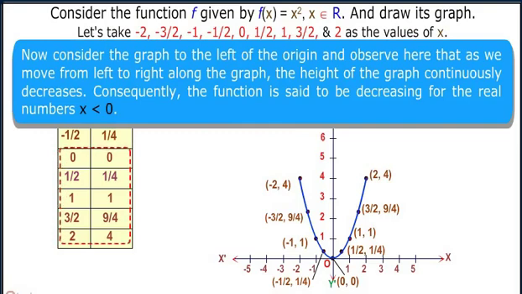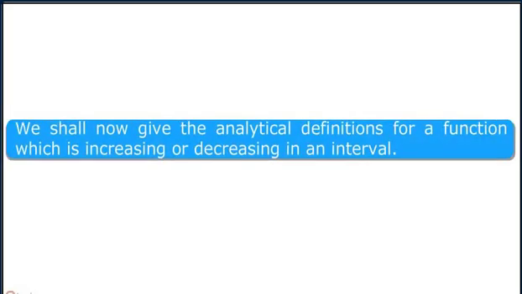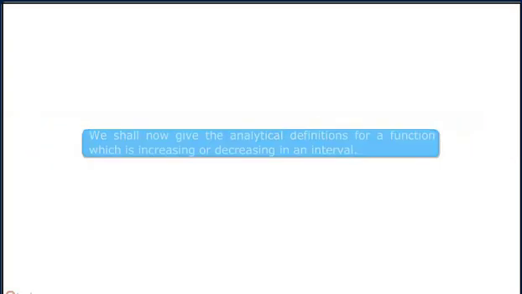Now consider the graph to the left of the origin and observe that as we move from the left to the right along the graph, the height of the graph continuously decreases. Consequently, the function is said to be decreasing for the real numbers x less than 0. We shall now give the analytical definitions for a function which is increasing or decreasing in an interval.